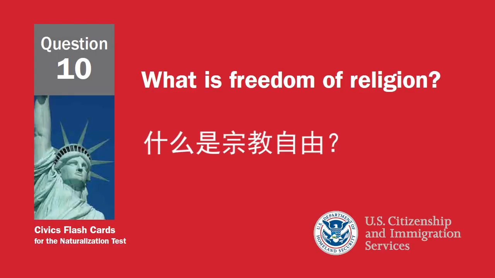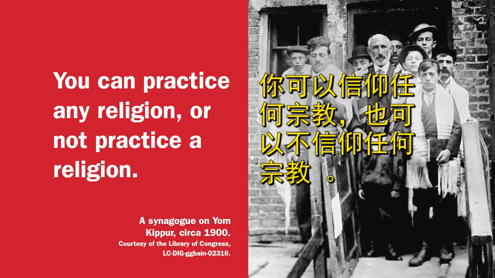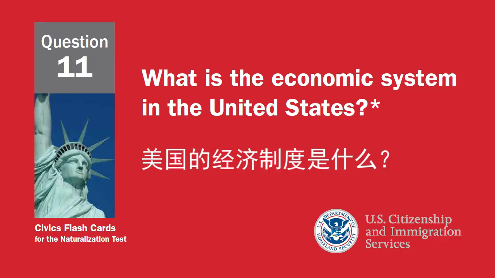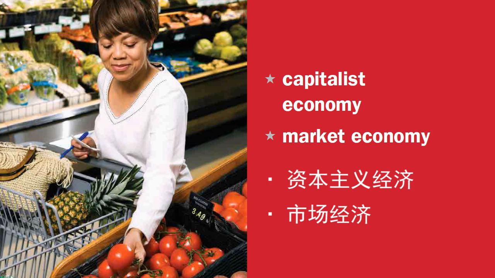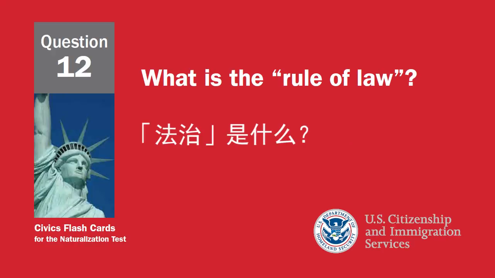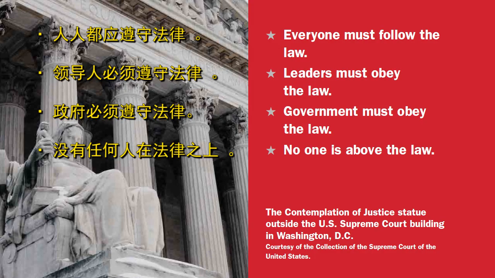What is freedom of religion? You can practice any religion or not practice a religion. What is the economic system in the United States? Capitalist economy. Market economy. What is the rule of law? Everyone must follow the law. Leaders must obey the law. Government must obey the law. No one is above the law.